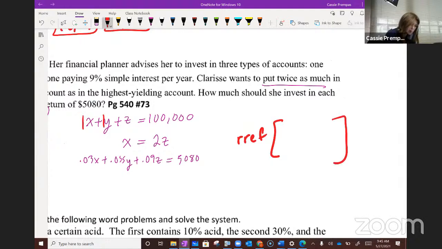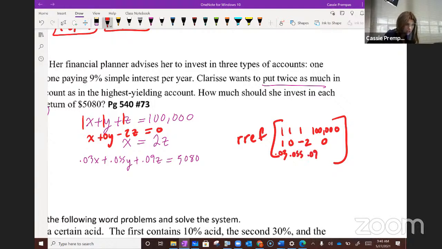This would be 1, 1, 1, 100,000. This one I would have to rearrange, so I'd have to subtract the 2z, so it'd be x plus 0y minus 2z equals 0. And so that would be 1, 0, negative 2, 0. And the last one would be 0.03, 0.055, 0.09, 5,080.